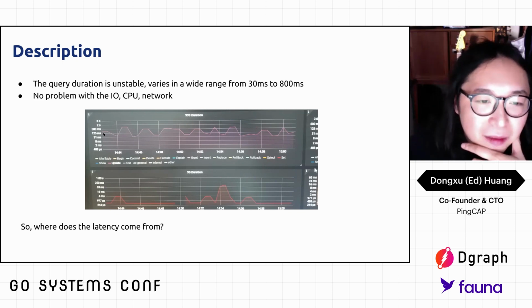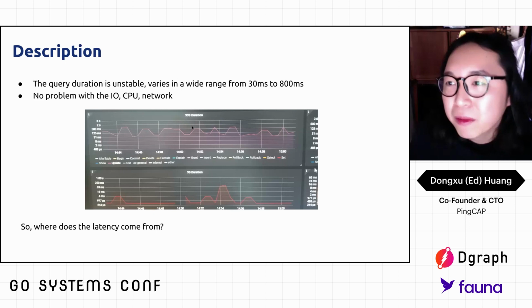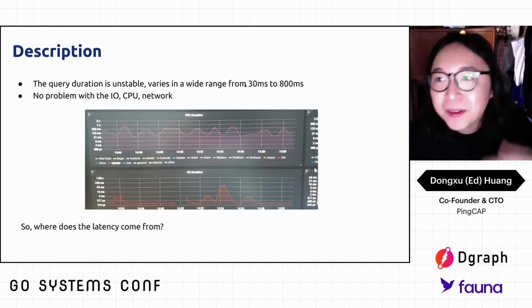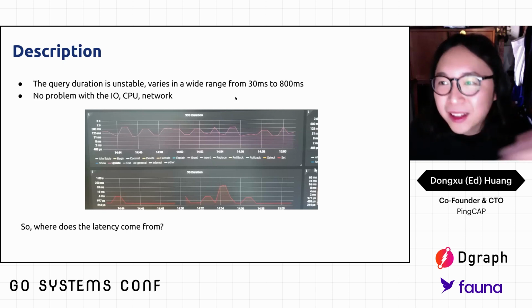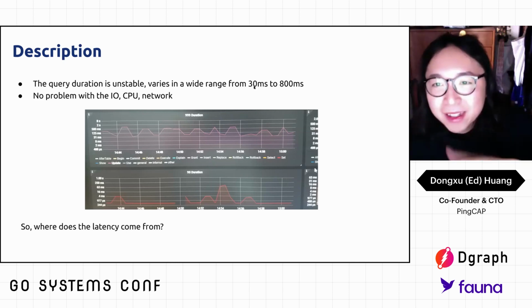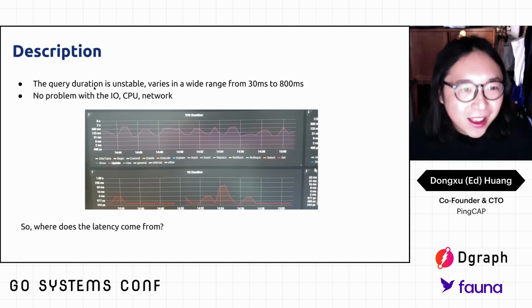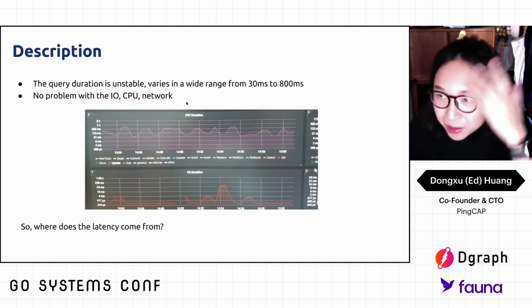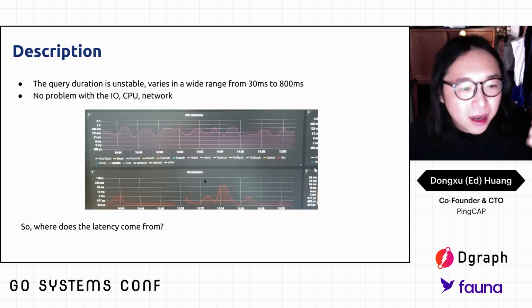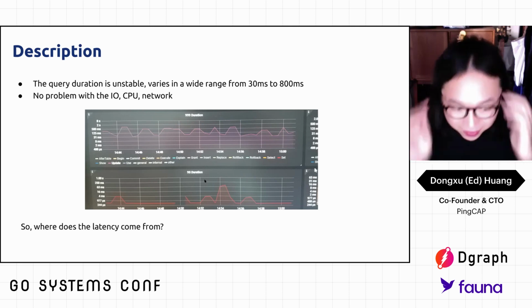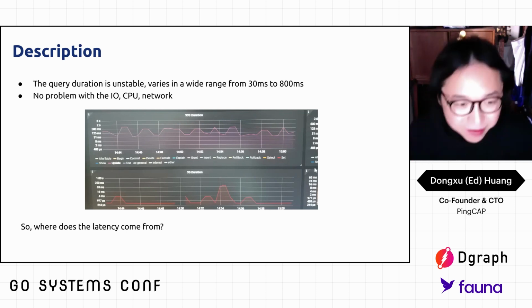So this is unacceptable, right? If you are just running a simple query and the latency jumps up and down from 30 milliseconds to near 1 second, and there's no problem with the I/O, CPU, and network, you are sure about that. So we are very curious about where the latency comes from.